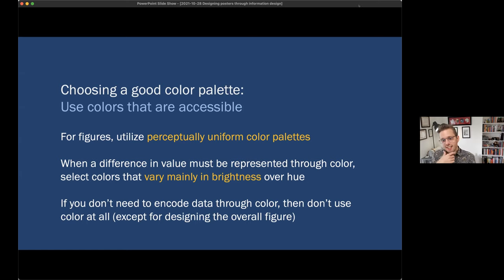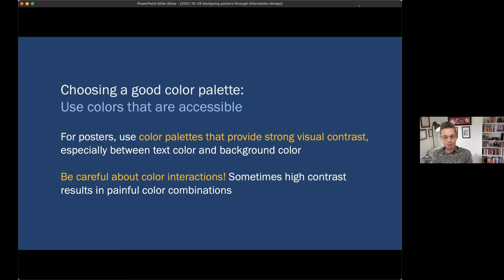When you have to represent a difference in value through color, such as through an encoding in a visualization, it's always a good idea to select colors that vary mainly in brightness over hue. And the reason for that is because humans are really good at noticing changes in brightness in color, and less good at noticing differences in hue in color names. In general, if you don't need to encode data through color, then don't use it at all. Choose other ways of encoding data to avoid all of these different complications that come with using color.